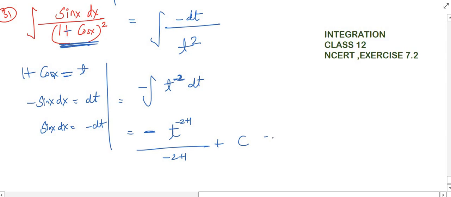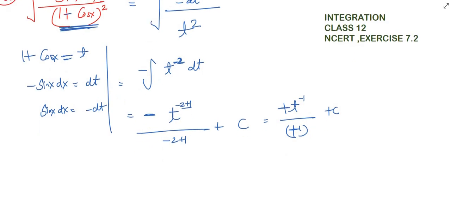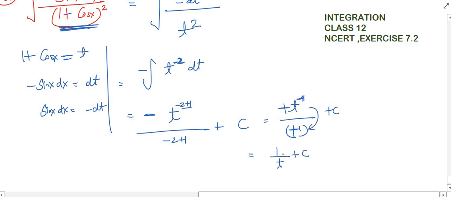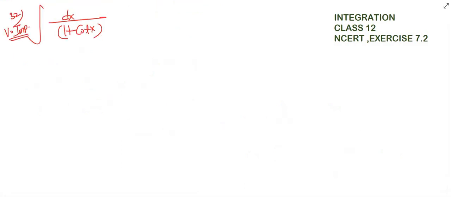Okay. If we simplify, what is this? Minus 1 by minus 2 plus 1 is minus 1, plus c. Okay. And this minus and this minus will become plus. So what we will get here is 1 by t plus c. t raised to power minus 1 will come down, which is 1 by t. And what was t? 1 plus cos x, plus c. Please check the answer.